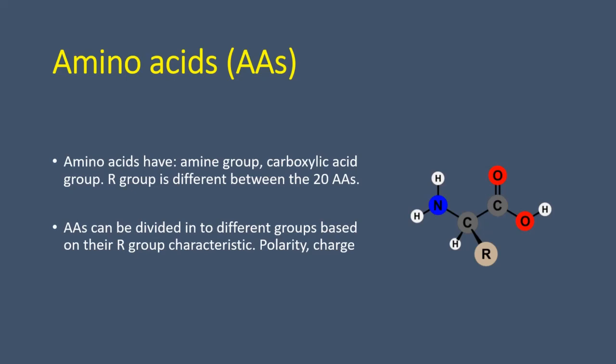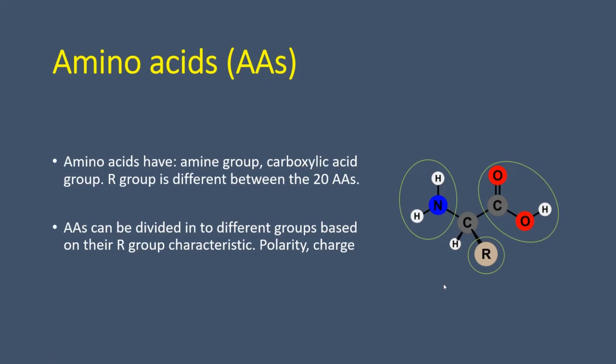Hi, in this tutorial we are going to study the structure of the 20 amino acids. Amino acids have two functional groups. They have the amine functional group and they have the carboxylic acid functional group. All amino acids have a hydrogen atom for the third bond, and the fourth bond to the alpha carbon is the R group, and the R group is different between the 20 amino acids.